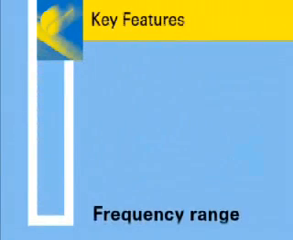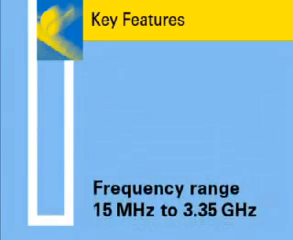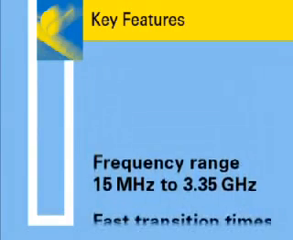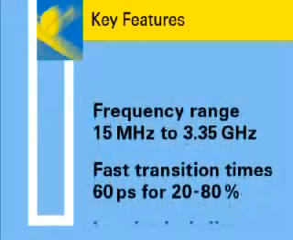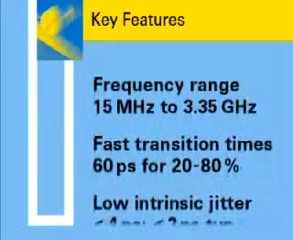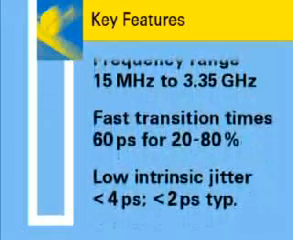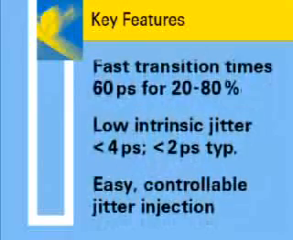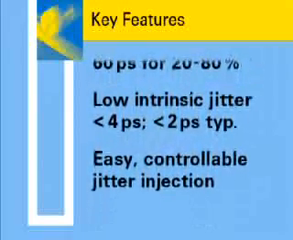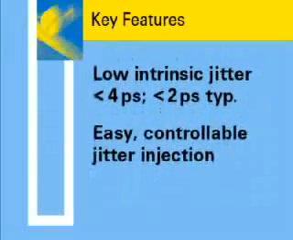Key features of this high-speed pulse and pattern generator include its broad frequency range from 15 MHz up to 3.35 GHz, the very fast rise times of less than 60 picoseconds, and of course, its very low intrinsic total jitter of typically less than 2 picoseconds.